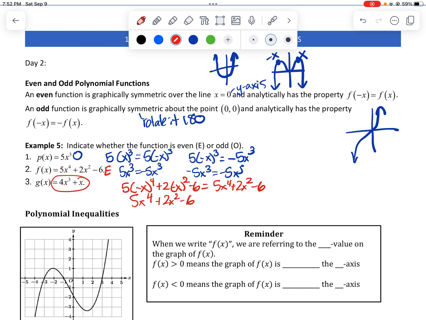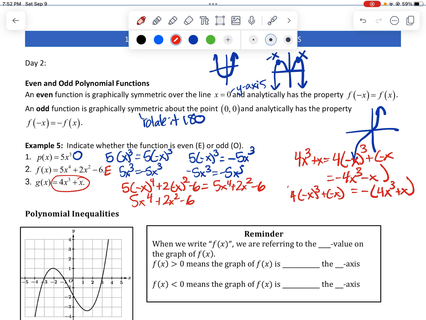So what about this last one? Does 4x cubed plus x equal the same if we put in the negative x? Well, that's not true, because those negatives would stay, so it's not even. So let's check odd. Does 4 times negative x cubed plus negative x equal the opposite of the entire function? Well, let's see, negative 4x cubed minus x, if we distribute that, negative 4x cubed minus x. So yes, it does. So this is odd.